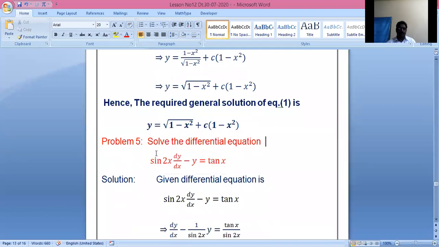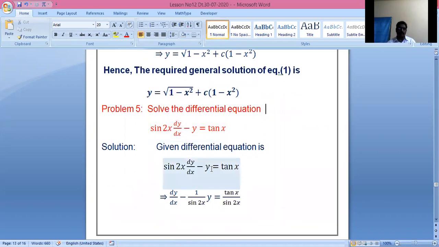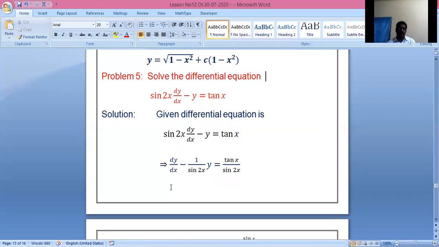Problem 5. Solve the differential equation sin 2x dy by dx minus y is equal to tan x. Here given differential equation is sin 2x dy by dx minus y is equal to tan x. By dividing this equation with sin 2x, that is the coefficient of dy by dx, we get dy by dx minus 1 by sin 2x into y is equal to tan x by sin 2x.